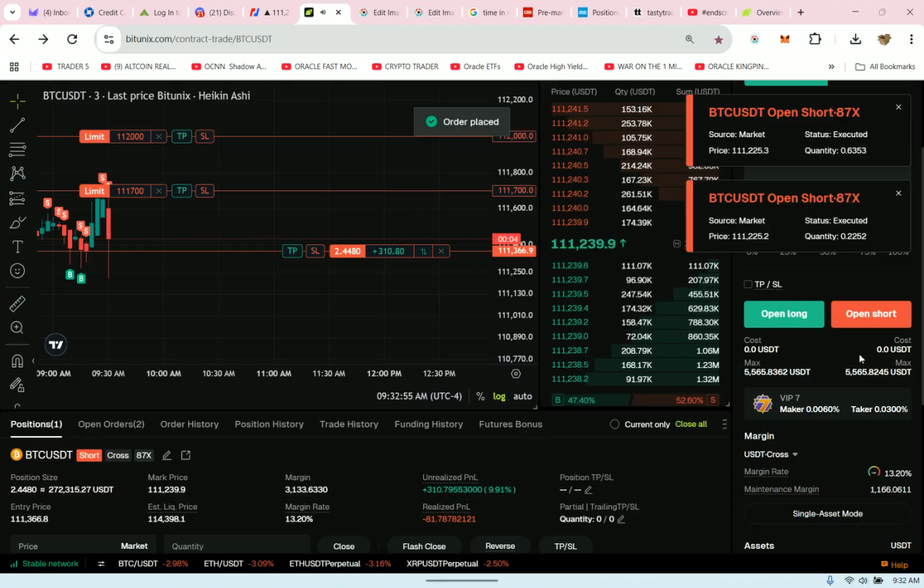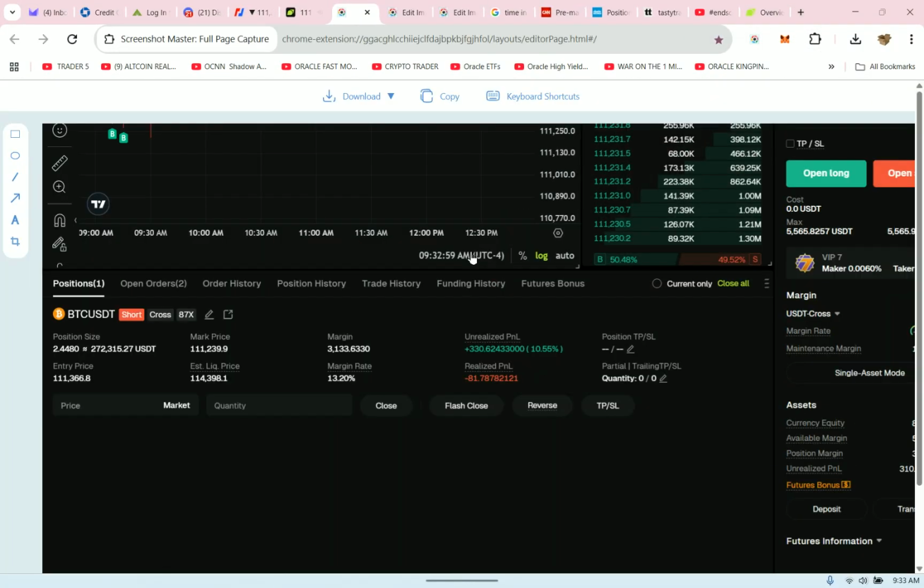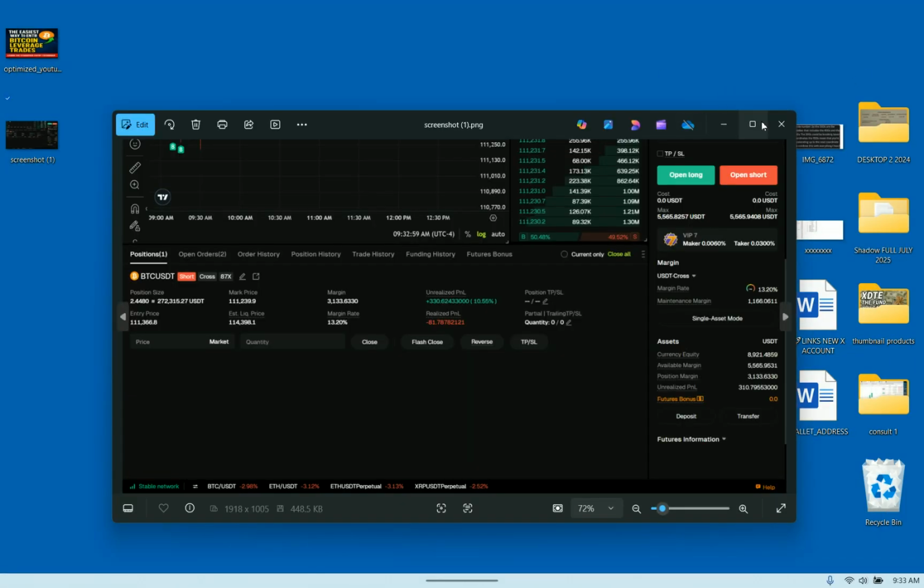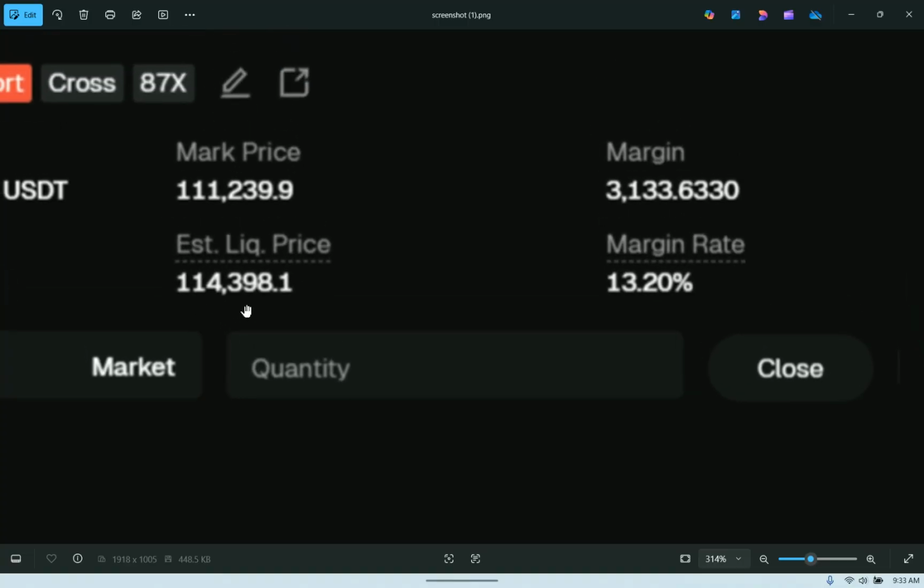Okay, so now my gap is $3,000. Do you want to see it up close? Hold on. Let's go ahead and pull that up right here and zoom. Liquidation is 114,398. I almost have the perfect $3,000 gap. I'm off by $100. Epic.